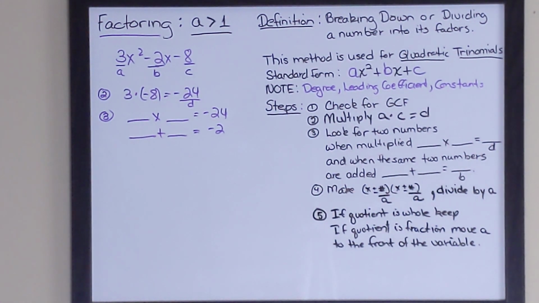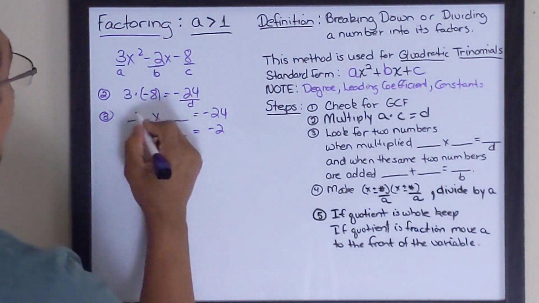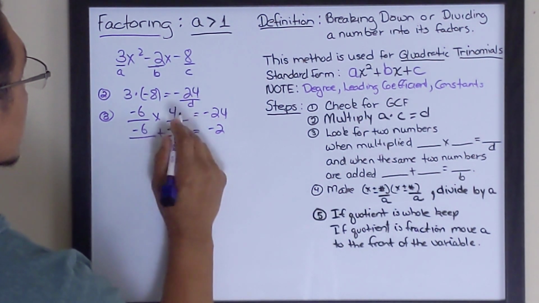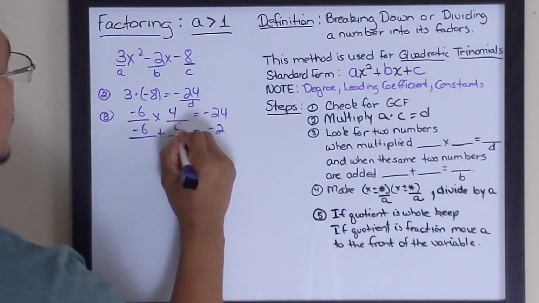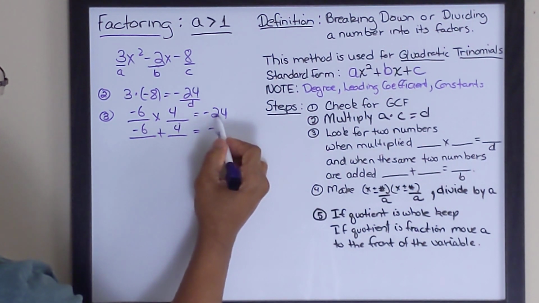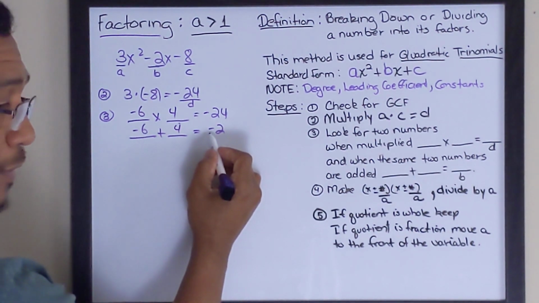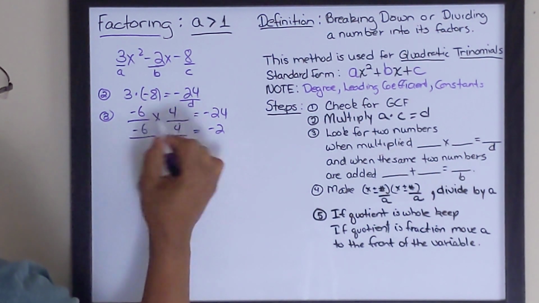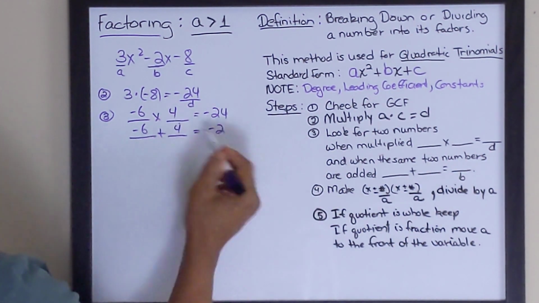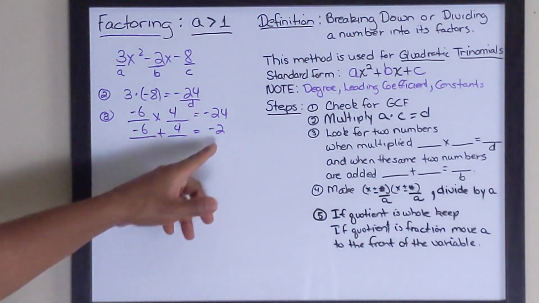After a few trials and errors, because this is usually the most challenging part of trying to find those two numbers, we're going to get negative 6 and 4. So if we multiply negative 6 times 4, we're going to get negative 24. And if we add negative 6 plus a positive 4, we're going to get negative 2. It's important to note that other number combinations, like 2 and 12, won't add to negative 2. They might multiply to negative 24, but they won't add to negative 2.